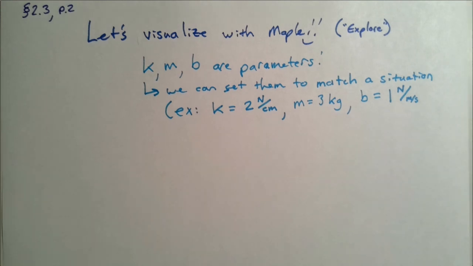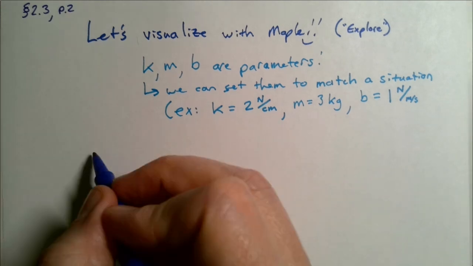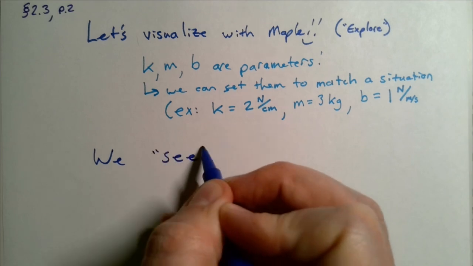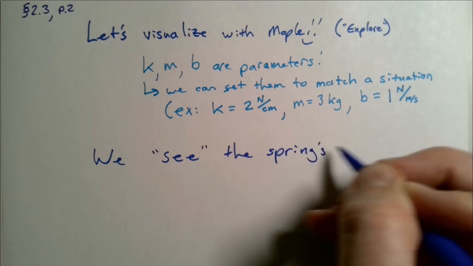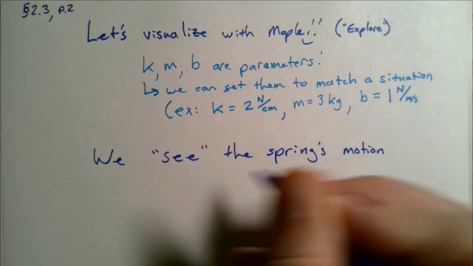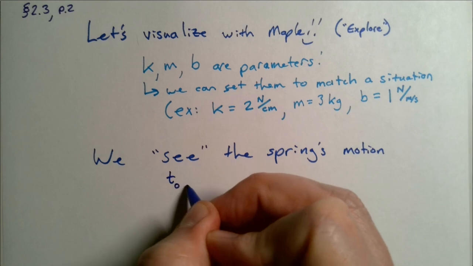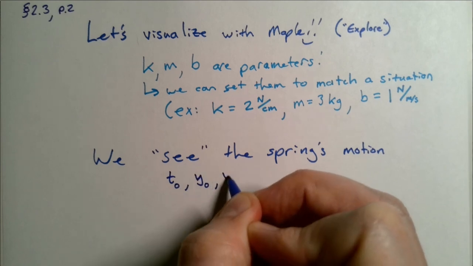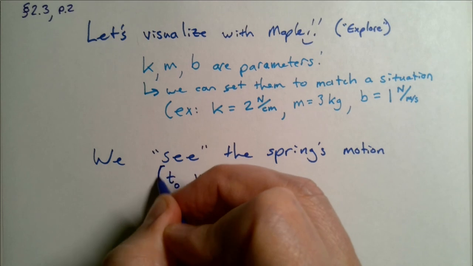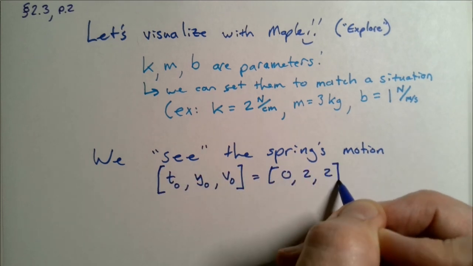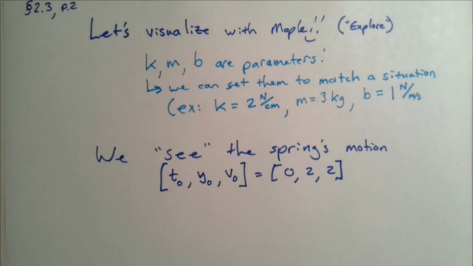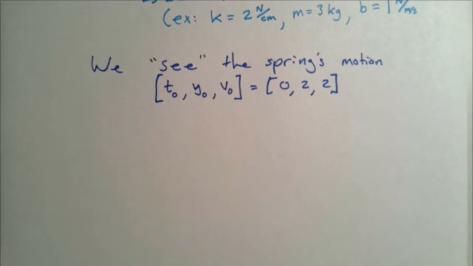And so we found a couple of things when we did this. We set up our graphs, and we were able to see the spring's motion. And if we use an initial condition t0, y0, v0, if we do an initial condition of something like 0, 2, 2, just like our graphs from Maple, then we can see what's going on in a couple of different ways. The first way is to see it in terms of the phase plane.